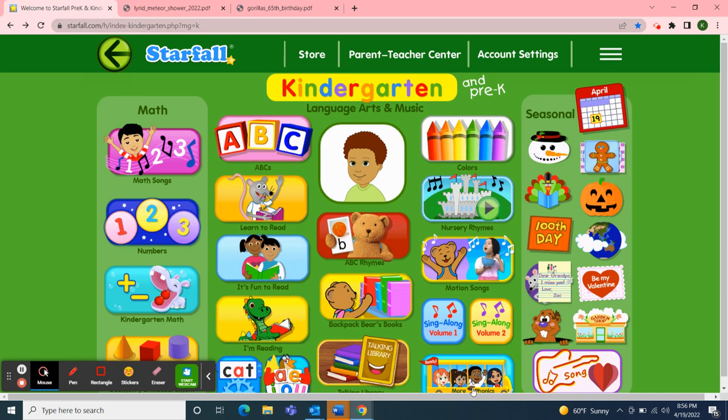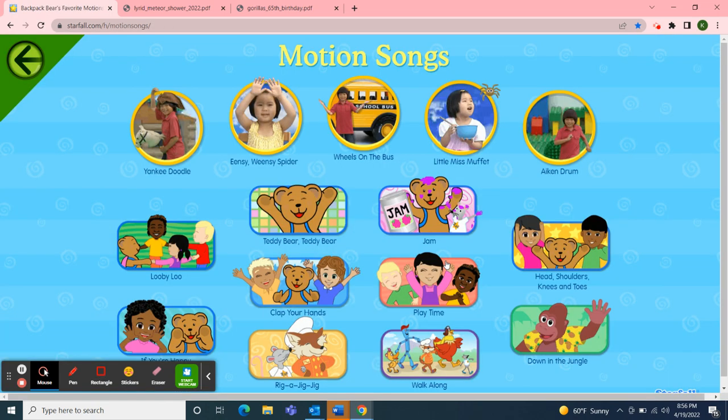I'm going to use Starfall to start our meeting today, a motion song. Our letter this week is letter O. So I chose the song, Wheels on the Bus. Bus starts with the letter O.